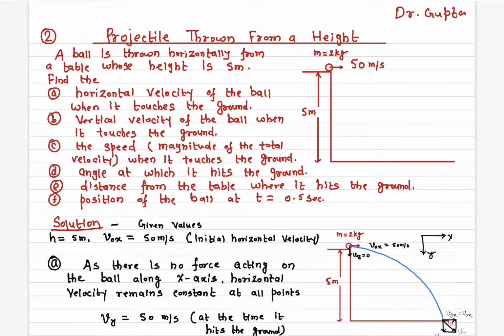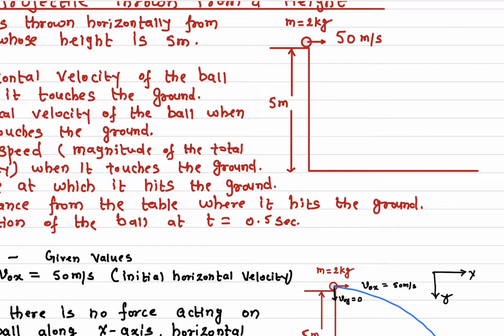In this video, I'll talk about a projectile which is thrown from a height. What we are given here is a ball sitting at some height from the ground, 5 meters, and the ball is thrown horizontally. It has only the horizontal component, and it is thrown at 50 meters per second from a height of 5 meters. The mass of the ball is given, which is 2 kilograms.